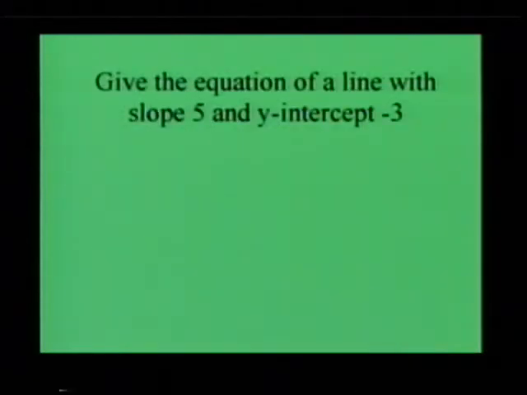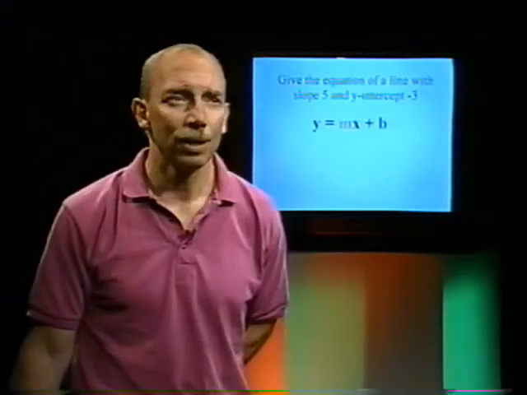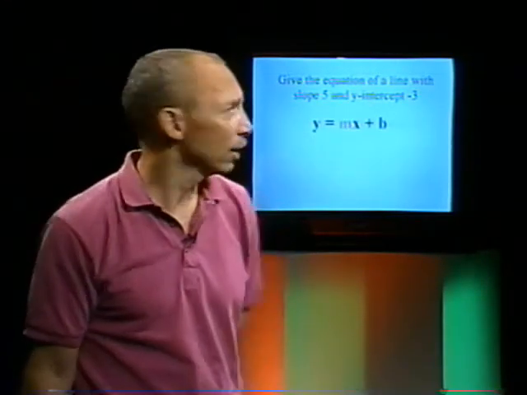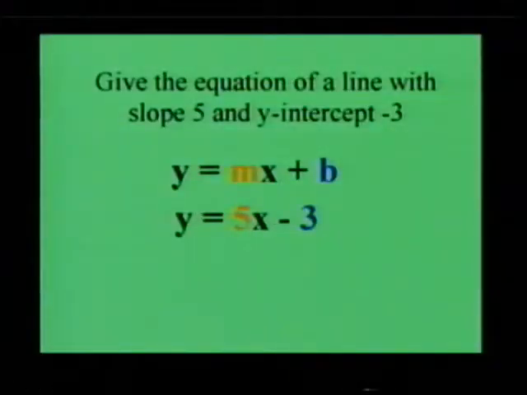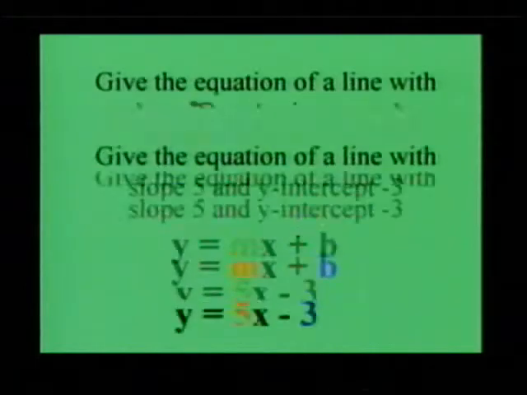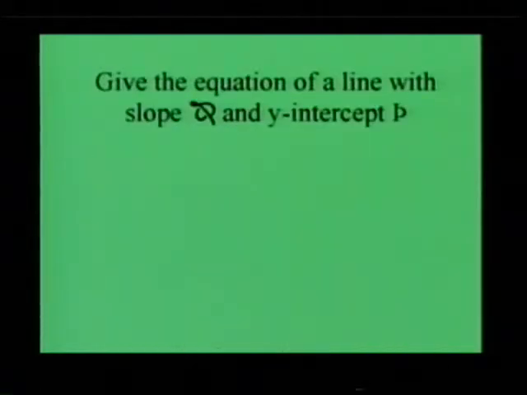What do we got here? Give the equation of a line with slope 5 and y-intercept -3. You can do it right away. We know that it's y equals something times x plus something, where the number in front of x, they sometimes say m, I don't know why they don't say s, is the slope. And they gave me the slope in this problem, didn't they? The slope is 5 and the y-intercept is -3, so just put them in. Y equals 5x, the slope is 5, -3. Bam! That's it.